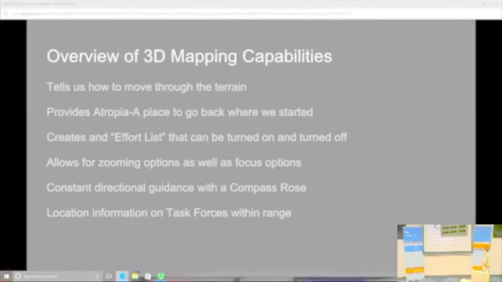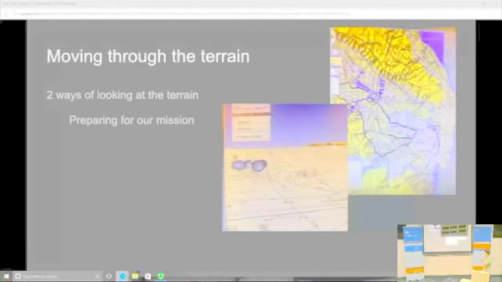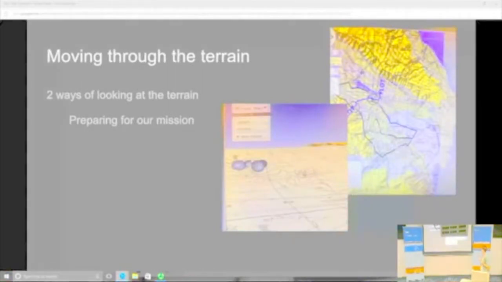Then the 3D mapping capabilities tell us how to move through the terrain. They provide, in that specific place, Atropia, which was kind of going back to square one. We created an effort list that can be turned on and turned off. We had zooming options as well as focus options. We had constant directional guidance with a compass rose in the corner. And we had locations of task forces that were always near to help and that were always within range. So do you guys remember there were 2 ways of looking at the terrain? You could look at it from the top, you could kind of look at it from the side.